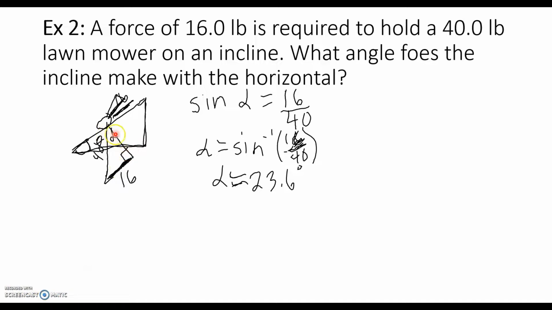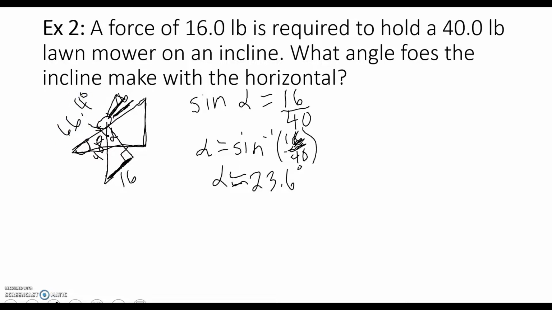Let me get my pointer so y'all can see. This is alpha right here, right? Now, this right here also makes a 90-degree angle. So this triangle that has the angle we're looking for makes a 90-degree angle, and this triangle here also makes a 90-degree angle. So if this angle is 23.6 degrees, then this angle would be 90 minus 23.6, which is 66.4 degrees. That angle there is 66.4 degrees.